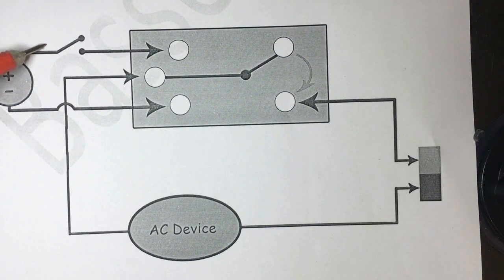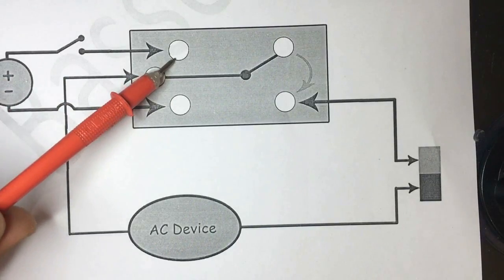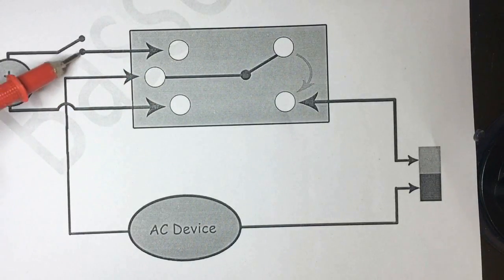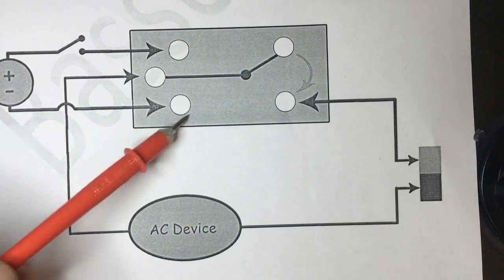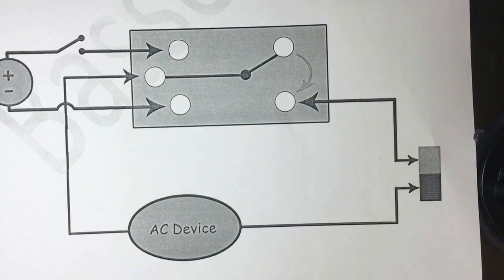So the 5 volts here is connected to the 5 volts pin through a switch here, and the ground is connected to the ground pin. So let's move on into the breadboard.